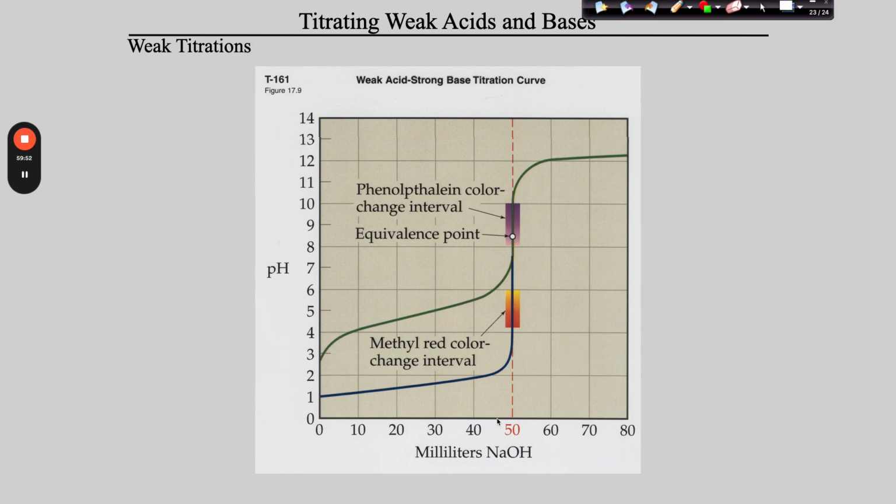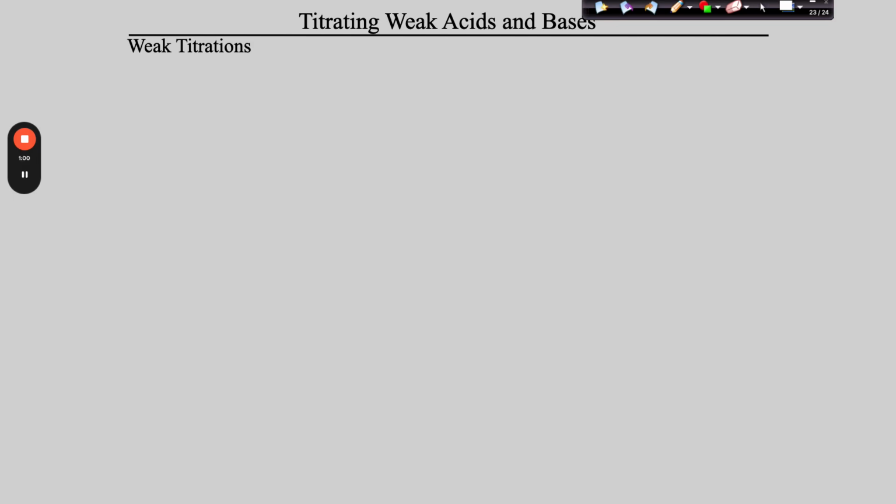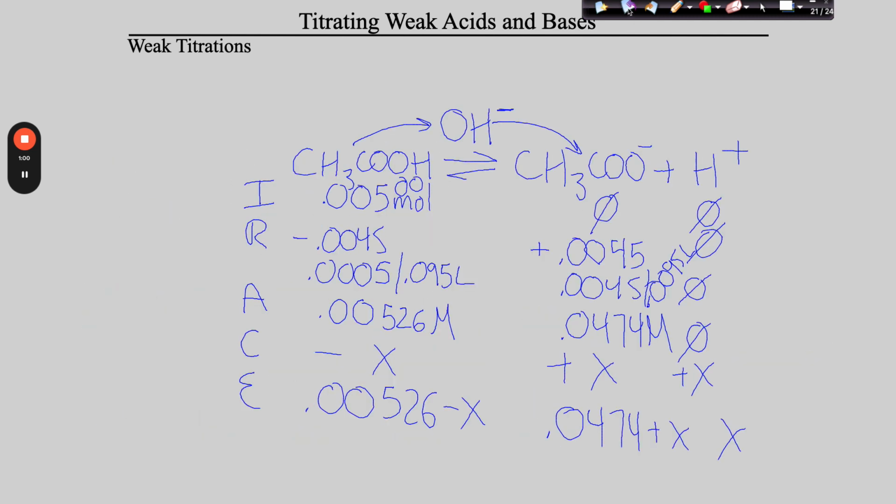So I guess what makes this, doing this ICE box, different than doing it for a buffer? Great question. So, guys, Nora's question is, how is this different from when we do an ICE box for a buffer? And I'm going to turn it to you as a question. So, this isn't a buffer. Why is this not a buffer?